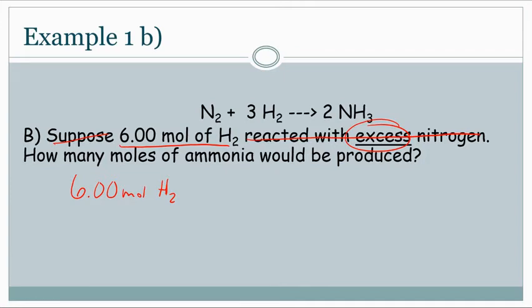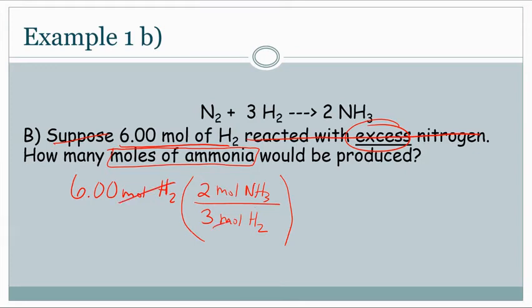But how many moles of ammonia, so you're going to box the ammonia, would be produced? Well, I've got moles of H2. I'm going to moles of ammonia, so moles of my given on the bottom, moles of my wanted value on top. So for every 3 moles here, I have 2 moles here. Moles H2 cancel. 6 divided by 3 is 2, times 2 is 4. So I have 4.00 moles of NH3.